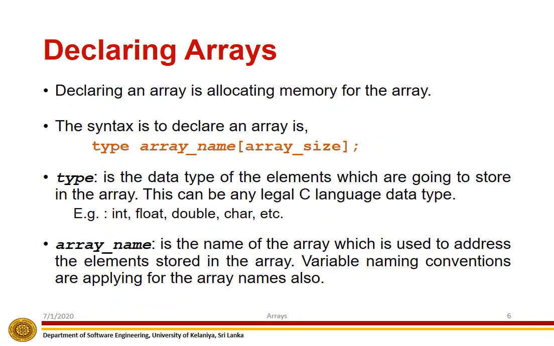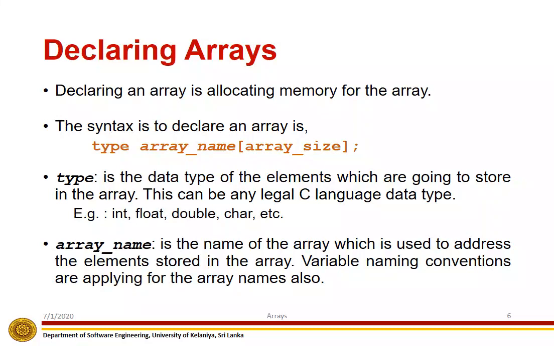Declaring arrays. Declaring an array is allocating memory for the array. In normal variables also, first we have to declare, like int value, char name. Here, similarly, first the type of the array, meaning the data type, then the array name, any corresponding name that you like to give for the array, and inside the square brackets, the size of the array, then a semicolon. In normal variables, only data type and name, but here you have to give the square brackets for the size of the array.